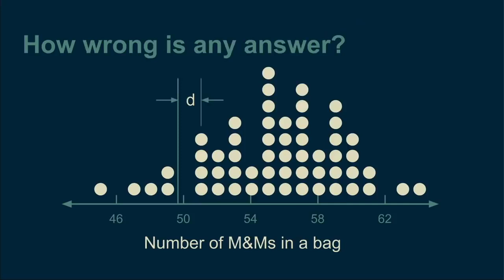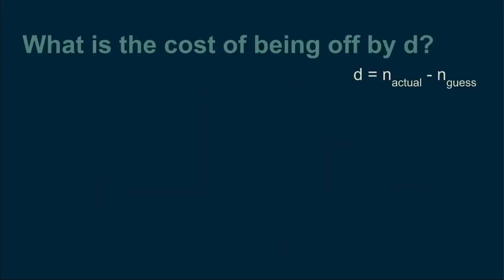And so I changed my goal from answering the question right to answering the question in a way that is less wrong. In order to do that, I have to get really specific about what I mean by how wrong I am. To do that, I have this distance function, this deviation, which is the difference between my guess and the actual number of M&Ms in a bag. So for bag number i, this deviation is d sub i. It's just the difference between the guess and the actual number.